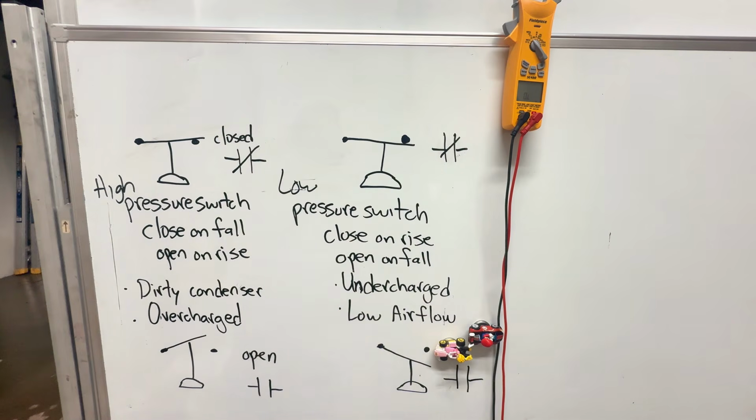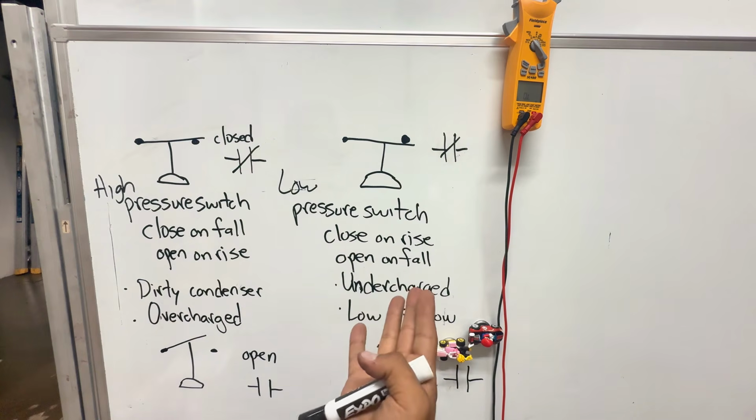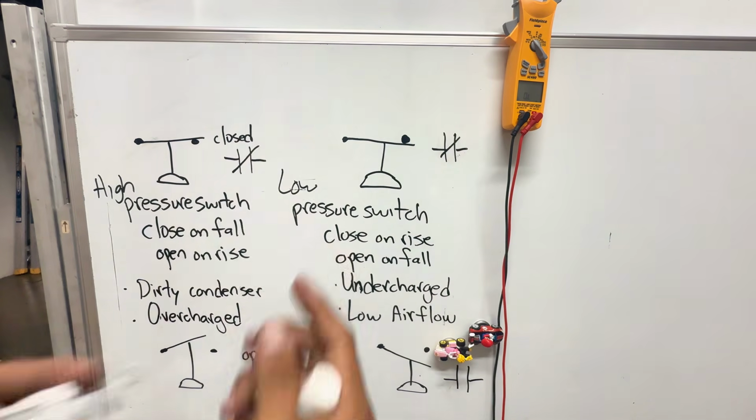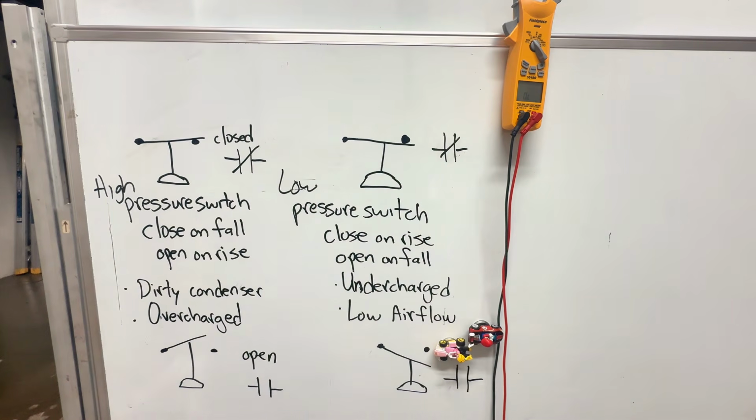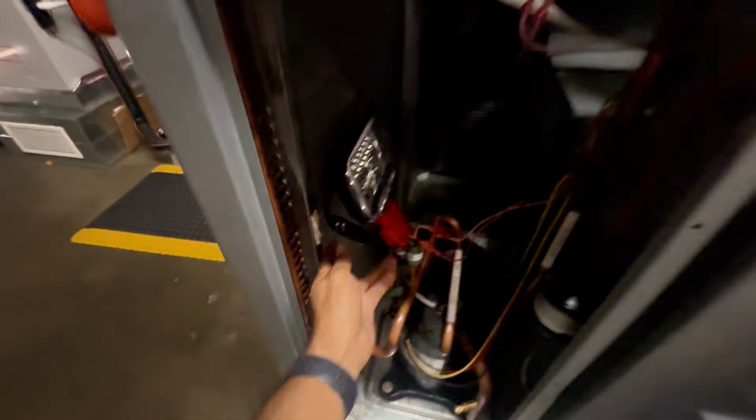How do we do that? Well, it's simple. We just charge the system back up. If it's undercharged or low, of course, you would find the leak and fix it. If it's low airflow, we'll clean the filter and open the supply vents. That's going to pick up your pressure, and then it's going to close, and then it's going to look like that. And the way the pressure switches look, let me kind of show you.